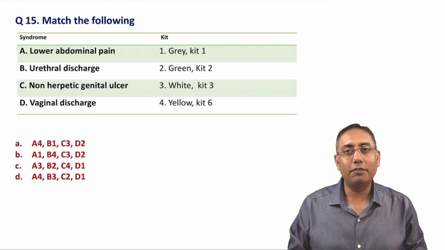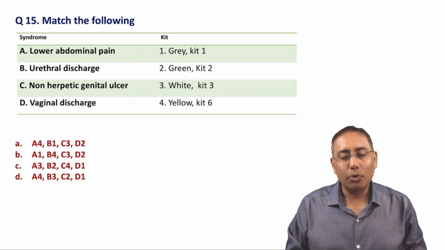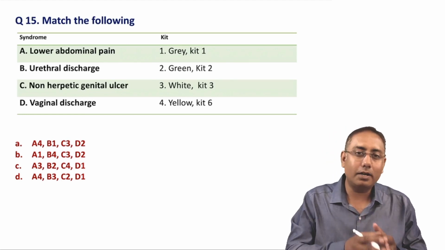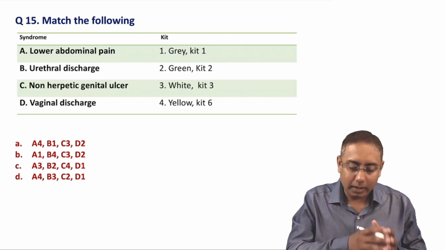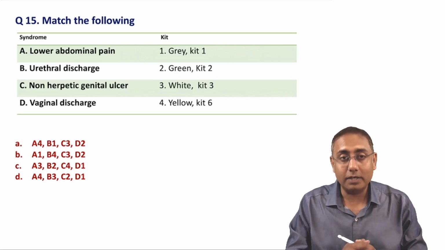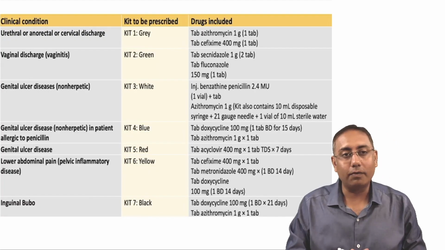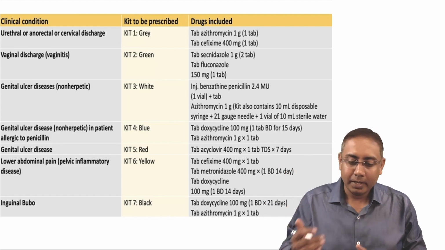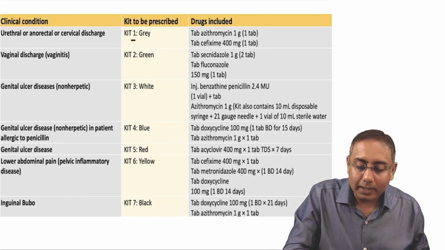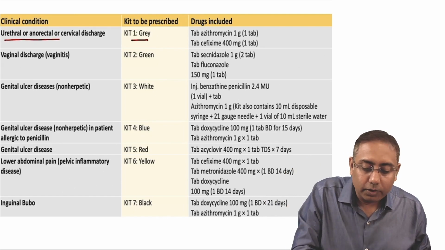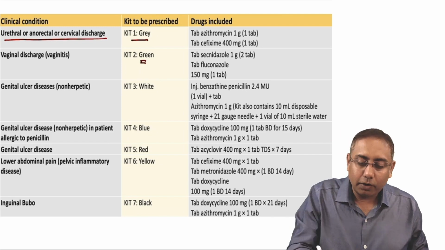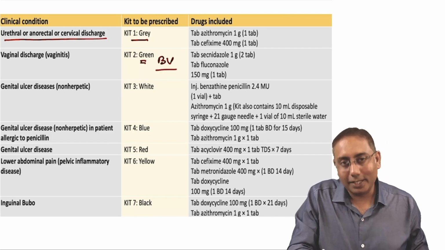Next is question number 15. Match the following. A wonderful old-time, previously asked MCQ. Lower abdominal pain, which kit? Urethral discharge, which kit? Herpetic genital ulcer, which kit? Vaginal discharge is which of the following kits? So you already know these are the kits: kit 1, 2, 3, 4, 5, 6, 7. Kit 1 is a gray kit, given for urethral or cervical discharge. Kit 2 is a green kit given for bacterial vaginosis or vaginal discharge.